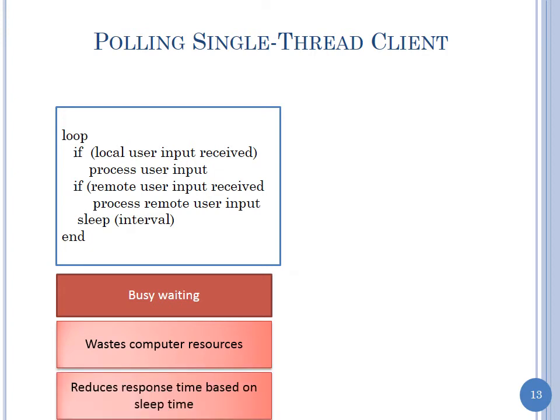It wastes computer resources. Okay? And it reduces response time based on sleep time. Okay? The question is how often do you poll? If you poll every 24 hours, then you missed all the events that occurred in the last 24 hours. Okay, and if you poll every 1 second, you're using the computer needlessly.